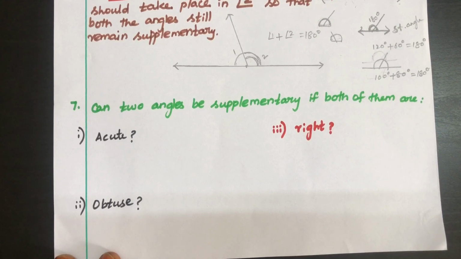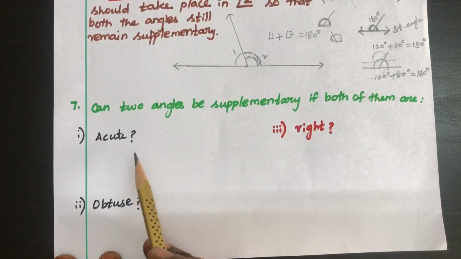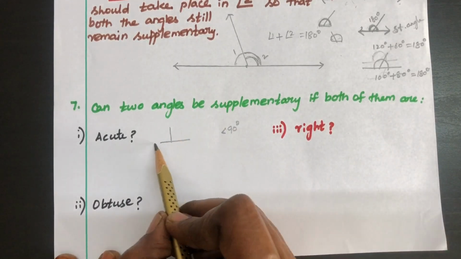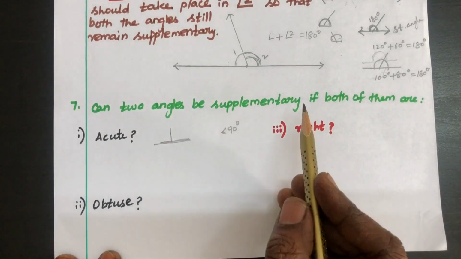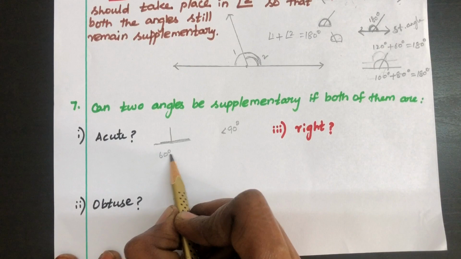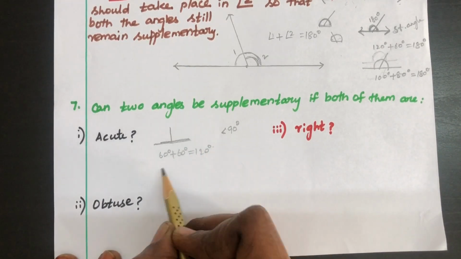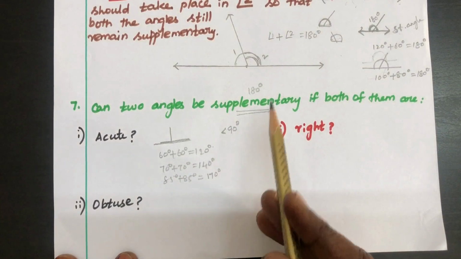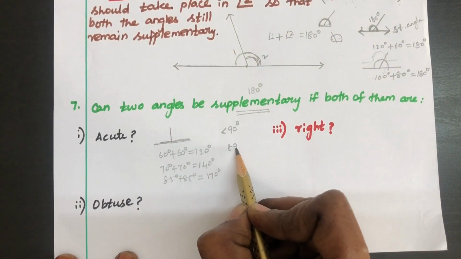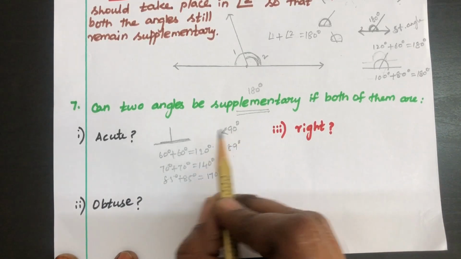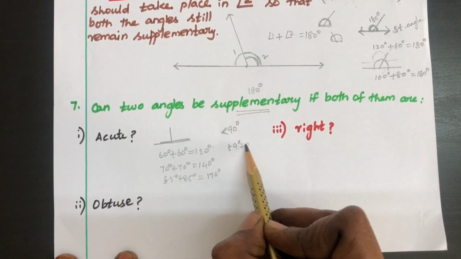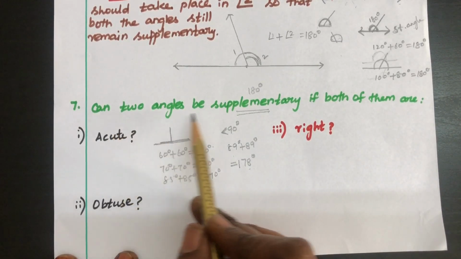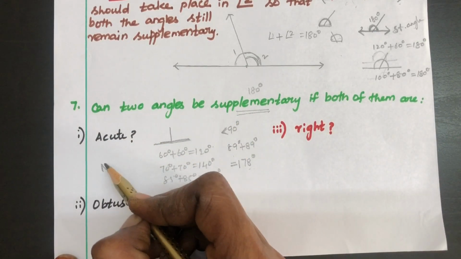Seventh question is, can two angles be supplementary if both of them are acute? What is acute? Acute angle means less than 90 degrees, correct? If you take two angles less than 90 degrees, it won't give you 180 degrees. For example, 60 degrees plus 60 degrees will give you 120 degrees. Supplementary means the addition of two angles should give you 180 degrees. But two acute angles won't give you 180 degrees. For example, even 89 is an acute angle, less than 90 degrees. So 89 degrees plus 89 degrees will give you 178, not 180 degrees. So can two angles be supplementary if both of them are acute? No.